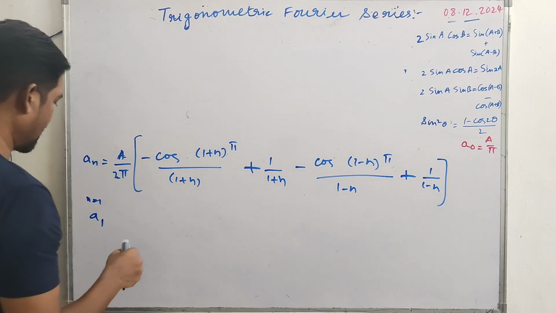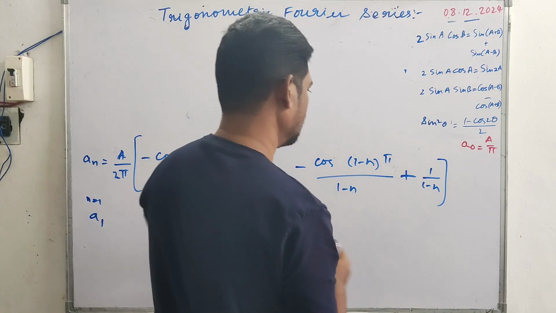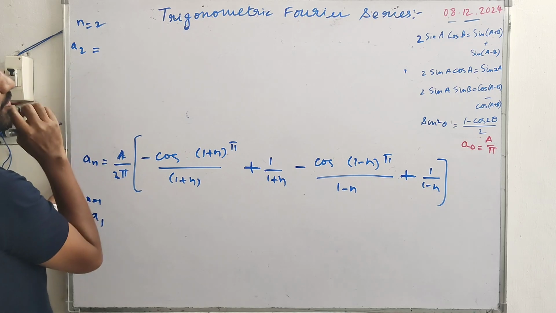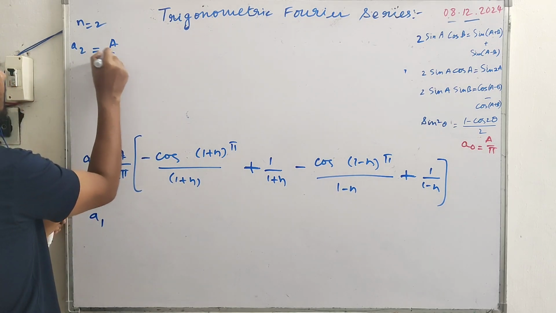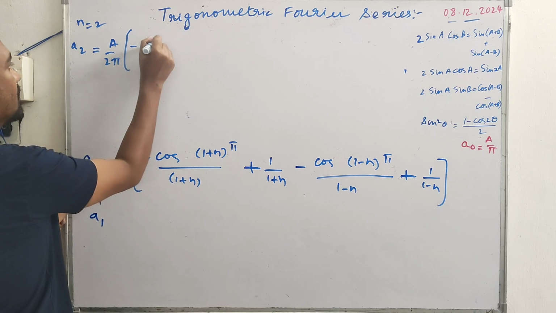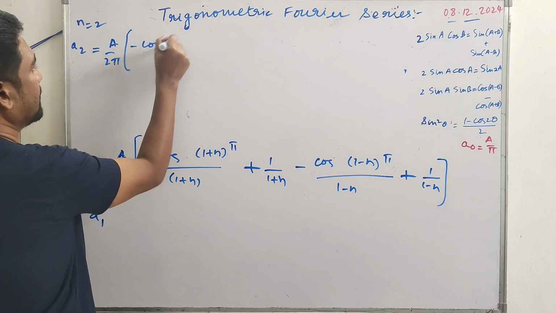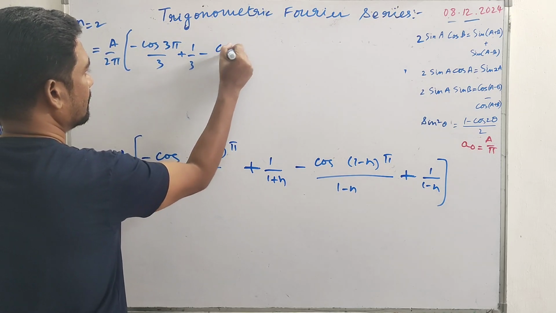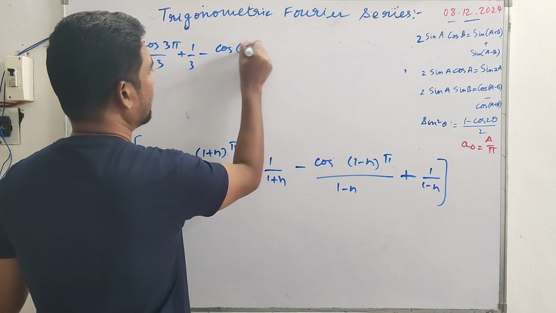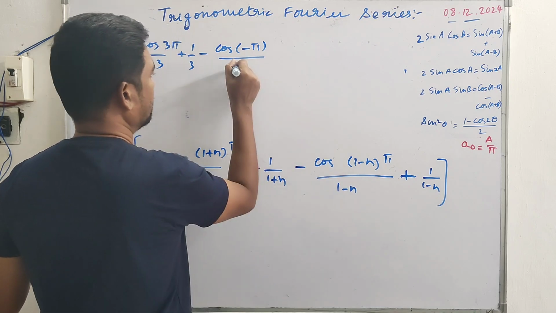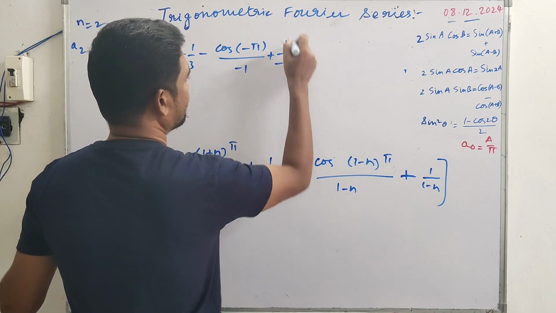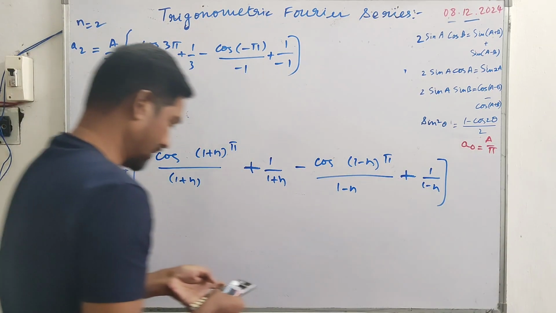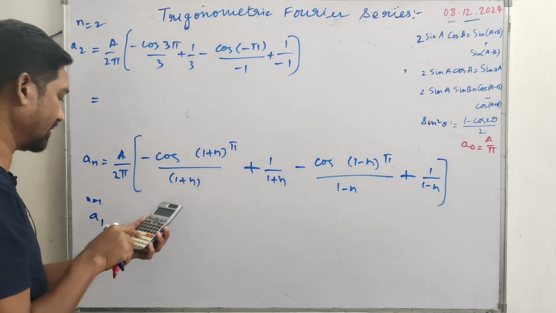Alright, let's see what happens if n equal to 2, which gives A2. Let's see what happens with that one. A by 2 pi as it is, and over here minus cos 1 plus 2, it's a 3 pi by 3 plus 1 by 3 minus cos here 1 minus 2, minus pi, by 1 minus 2, minus 1 plus 1 by 1 minus n. Alright, let's see what this results to. So making use of a calculator. Once again reminding you, put that calculator in radians mode and then calculate these values.